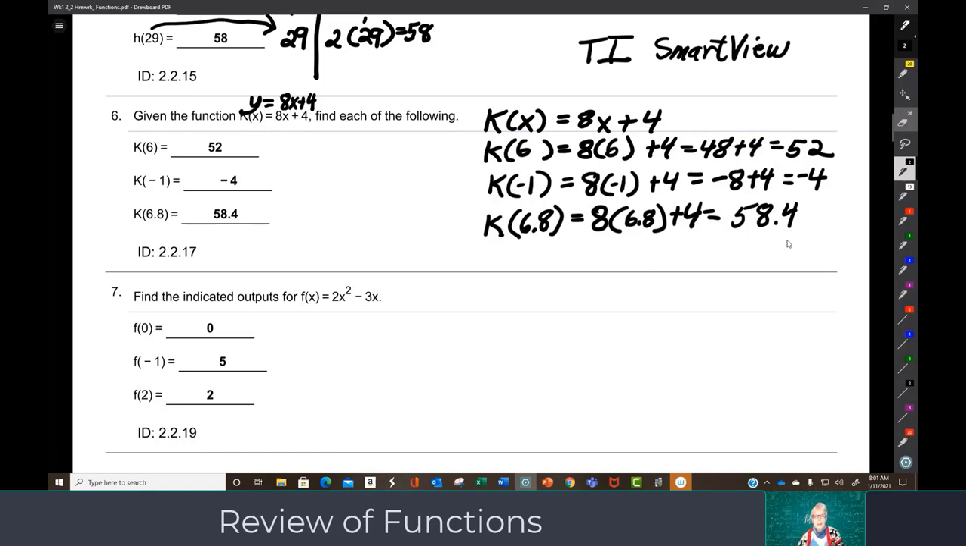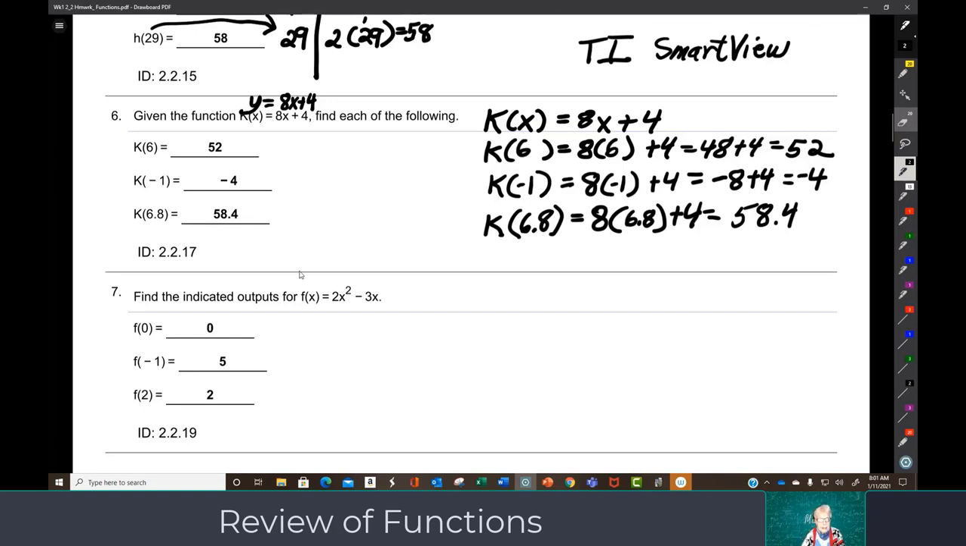Okay, this is just a new way of making an X and Y table. Does exactly the same thing. Notice that this is not K times 6. What would that be? This is code. Everything you do in math is a code for something else. And what this is a code for is put 6 in for X and calculate the answer. And the answer is going to be Y.